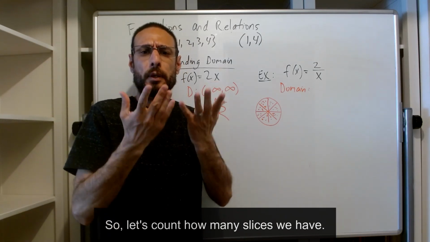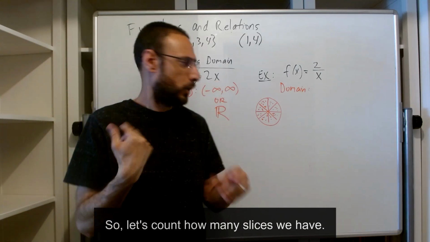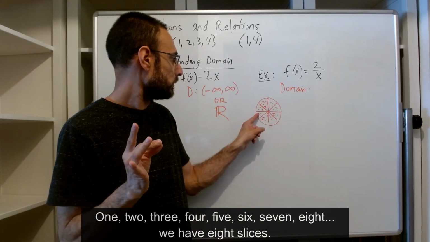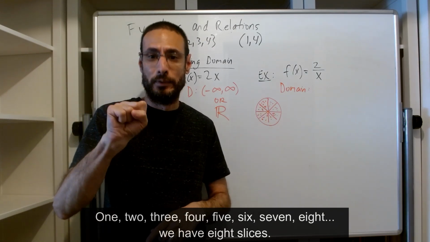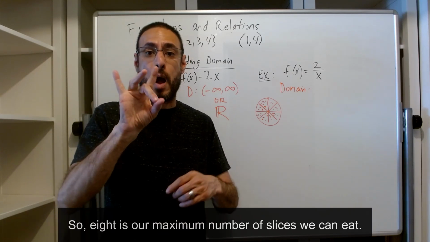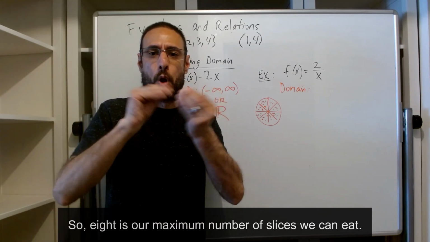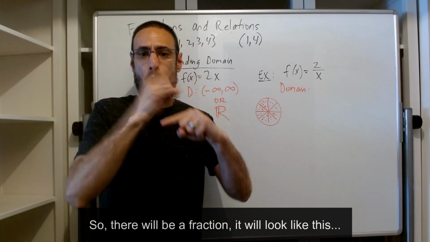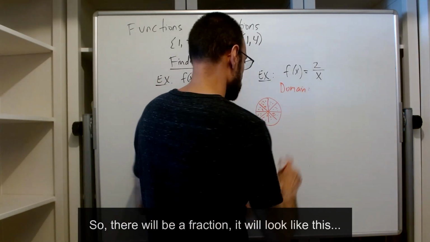So, let's count how many slices we have. 1, 2, 3, 4, 5, 6, 7, 8. We have 8 slices. So, 8 is our maximum number of slices we can eat. So, there will be a fraction. It will look like this.